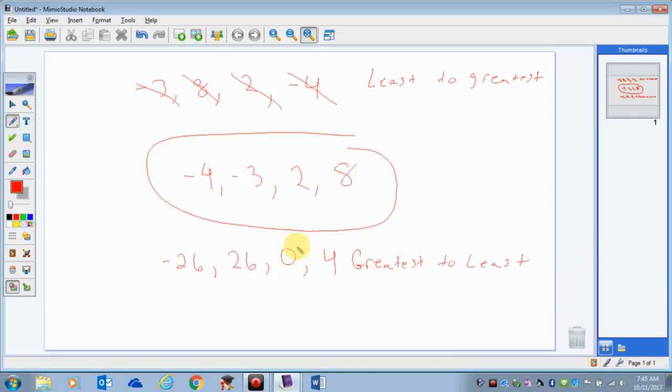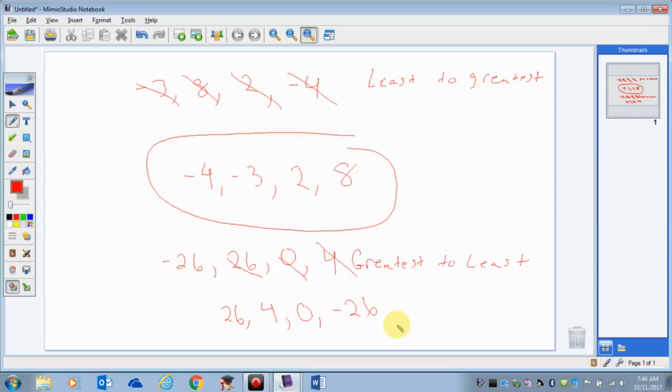So for greatest to least, the biggest number, which would be the one that's furthest to the right on the number line, would be 26. It's the biggest whole number. So that one will be first. The next largest number, the next one furthest to the right on the number line, would be 4. Then we have 0. 0 is dead smack dab in the middle. And then negative 26 is to the left of 0 on the number line, so it would be less. All negative numbers are also less than 0. Anytime you see a negative symbol, it's saying it's to the left of 0 on the number line, which is less.